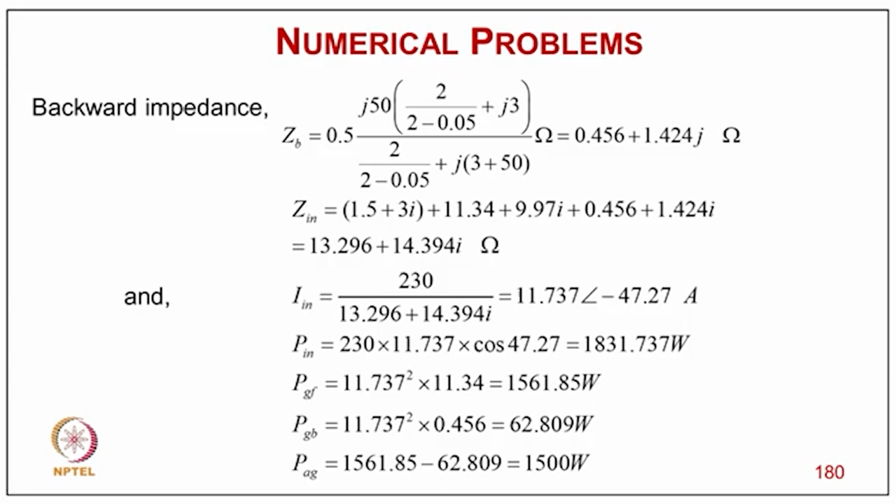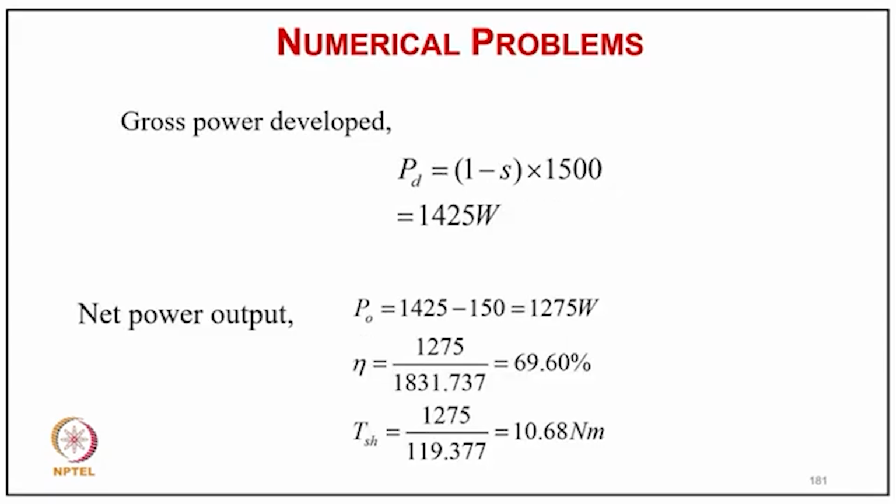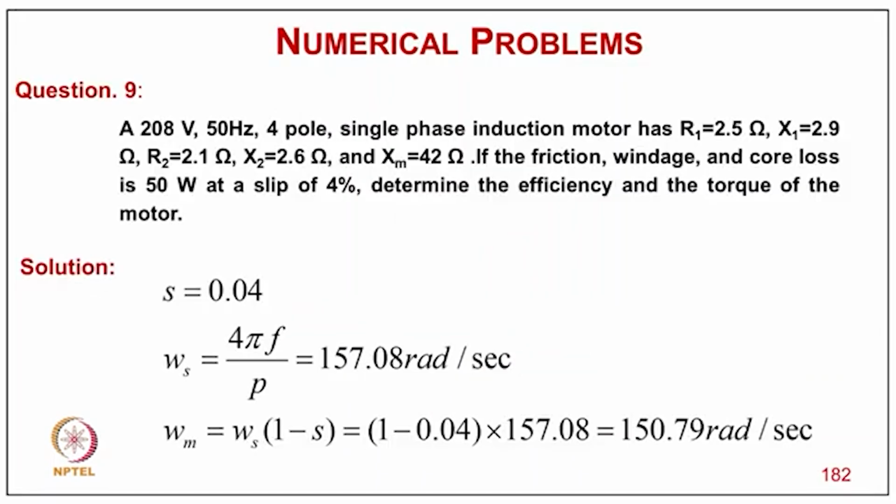PAG comes PGF minus PGB, it comes 1500 watt, and gross power developed PD equal to 1 minus s into PAG, that comes 1425 watt. Net output power PO equal to PD minus the rotational loss, so it comes 1275 watt. Efficiency comes output over input, 1275 divided by 1831.73, 69.6%, and shaft torque is the output power divided by the speed, it comes 10.68 Newton meter.